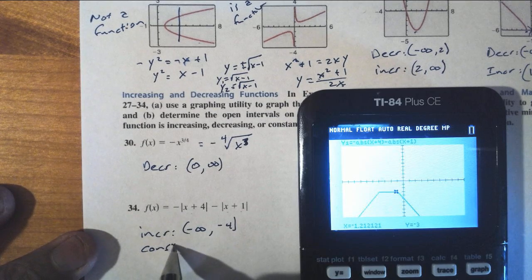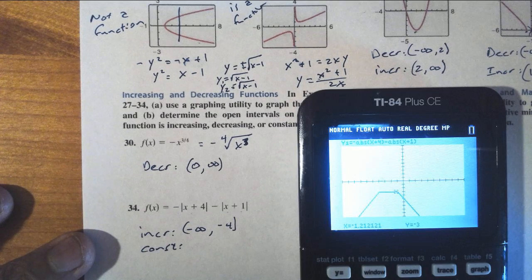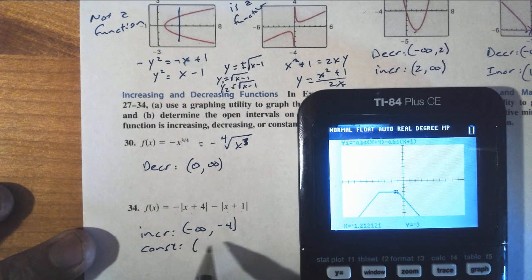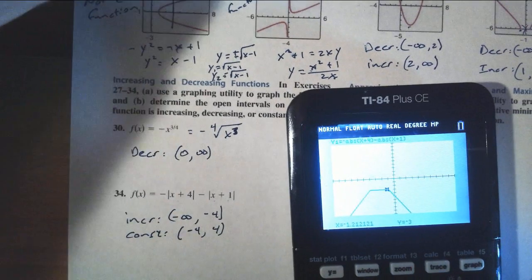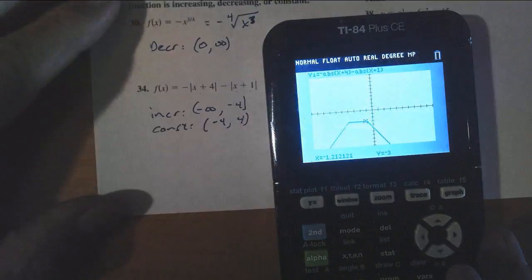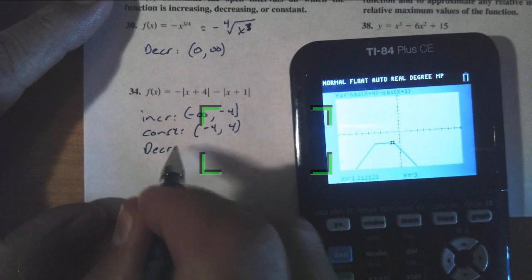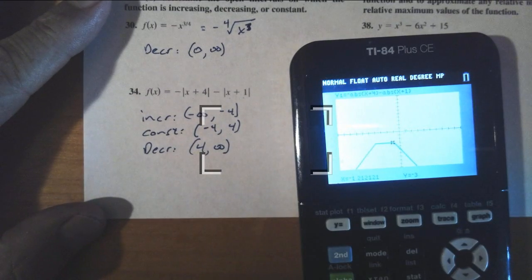So that leads me to believe it is constant through there. So we are constant, and we wouldn't really say we're constant at negative 4 because it changes on the other side right at negative 4. So we are constant from negative 4 until we go over to 4. And then we decrease from 4 forevermore. So then we are decreasing from 4 through infinity.